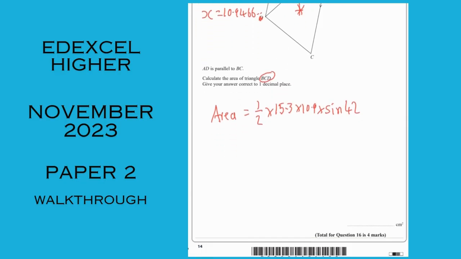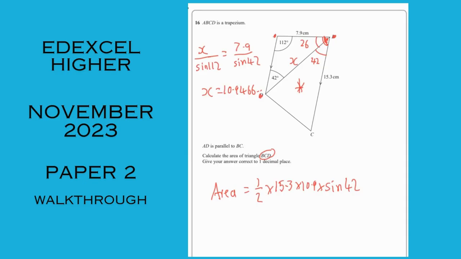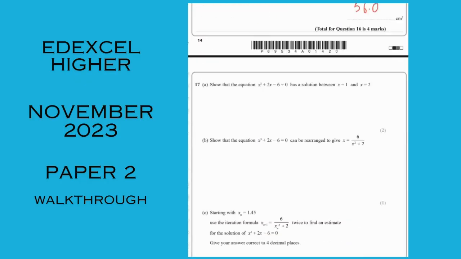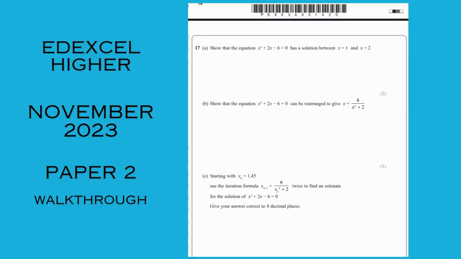It wants one decimal place, 56.0. And as I'm just doing that, I've realised that was 42. So was that. Didn't need to do the co-interior, but hey, it's all good revision, right? Number 17. So, show that it's got a solution.